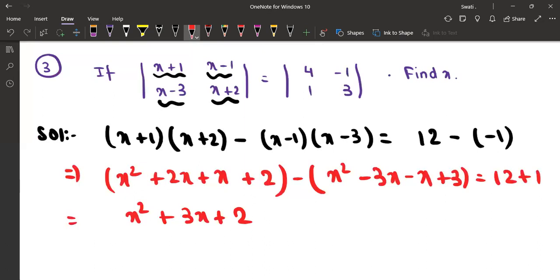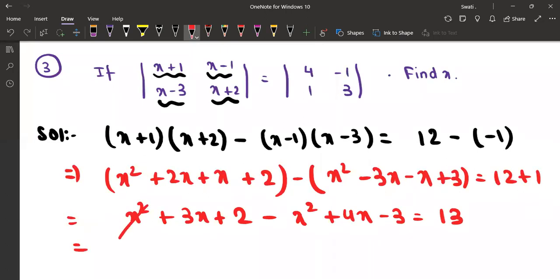If you remove the bracket, this will become x squared. Here it was inside the bracket minus 4x, but if you remove the bracket, this will become plus 4x. This is plus 3, but because we are removing the bracket and we have a negative sign outside the bracket, so this will become minus 3. 12 plus 1 is 13.